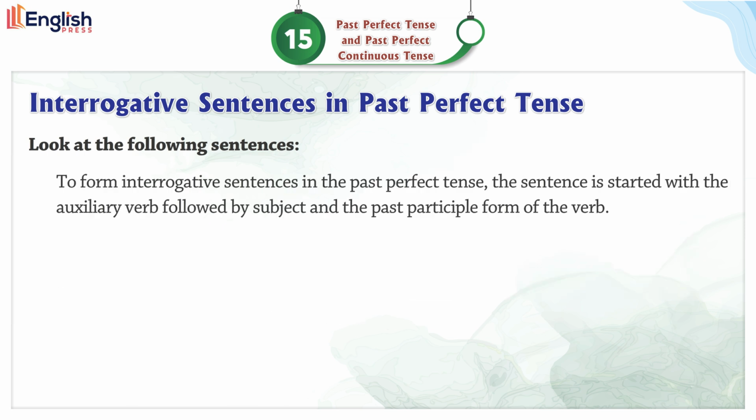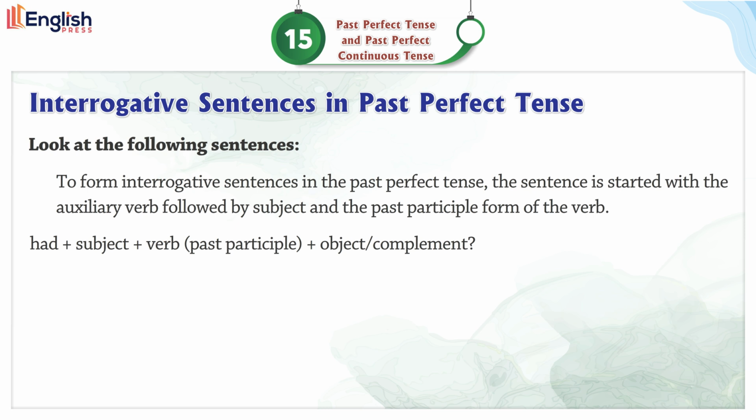To form interrogative sentences in the past perfect tense, the sentences start with the auxiliary verb, followed by the subject and the past participle form of the verb. Had plus subject plus verb, that is past participle, plus object or complement.